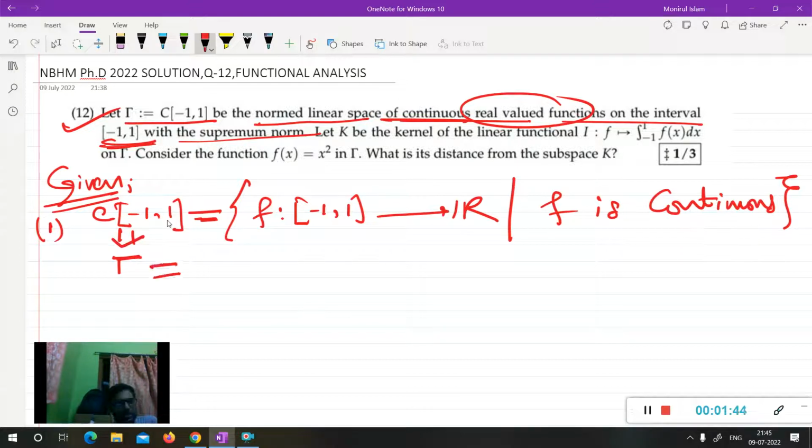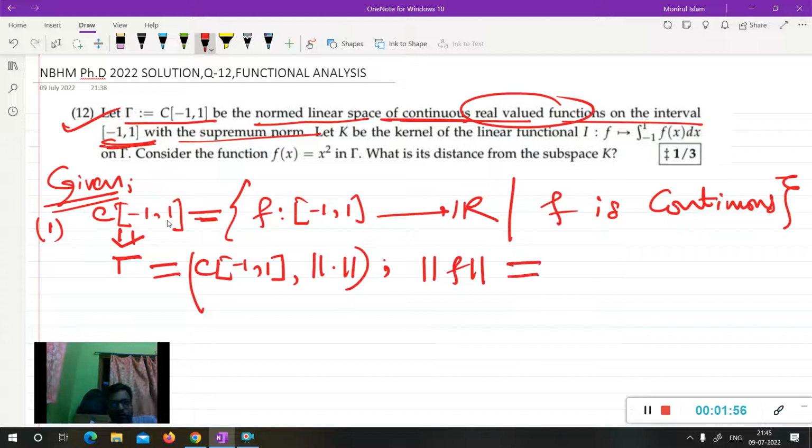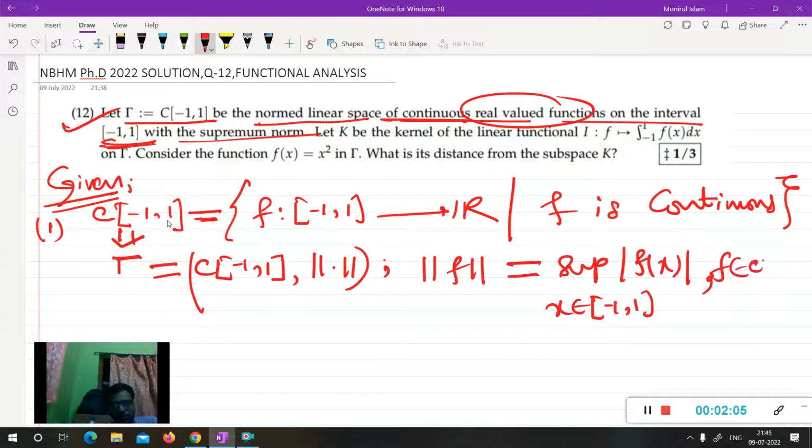Γ is nothing but C[-1,1] with the sup norm. What is the sup norm? For any f belonging to C[-1,1], we have the norm of f equal to the supremum of |f(x)| for x in [-1,1], where f is a continuous function on the closed interval [-1,1]. So this is the norm.